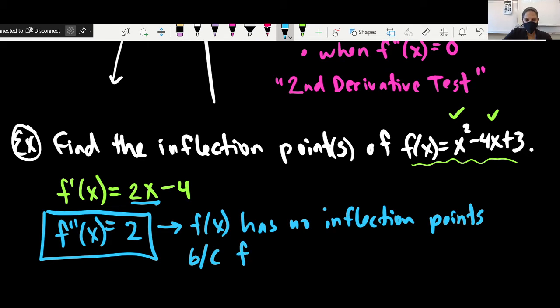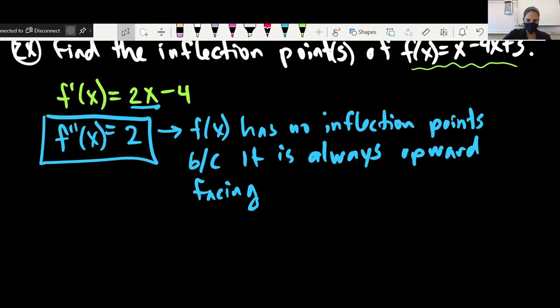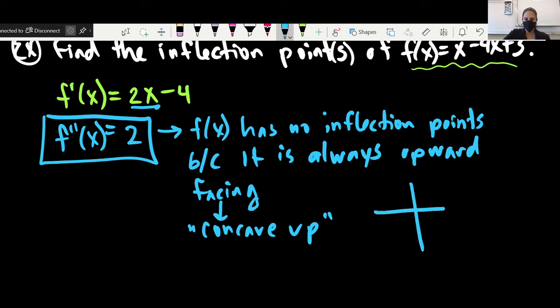because it is always upward facing. Upward facing meaning concave up. So if we were to graph it out, it would look like this.